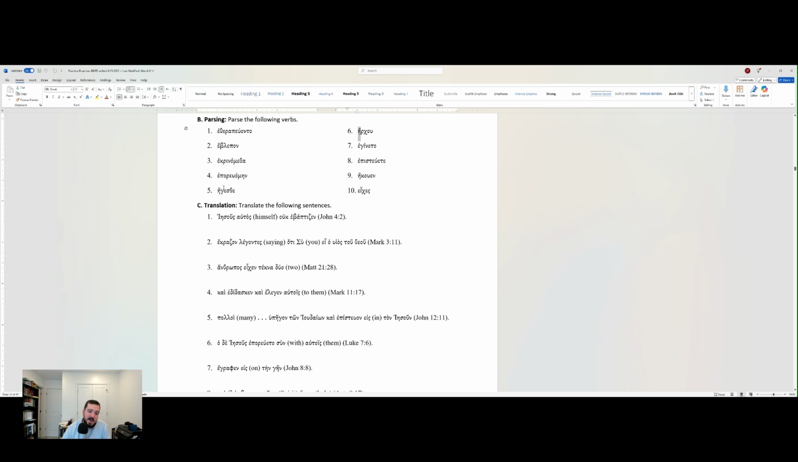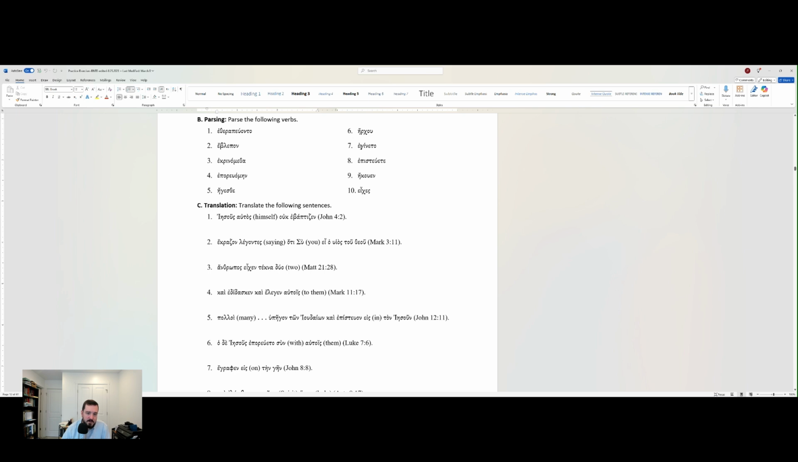Notice how alpha and epsilon will both lengthen to the same eta with the augment instead of taking the additional vowel, right? So we know we're looking at then an imperfect middle, and we know it's erkomai, right? Just like paruomai, we memorized this as a middle because we know it's middle only. And so we've got an imperfect middle indicative second person singular. You were coming.